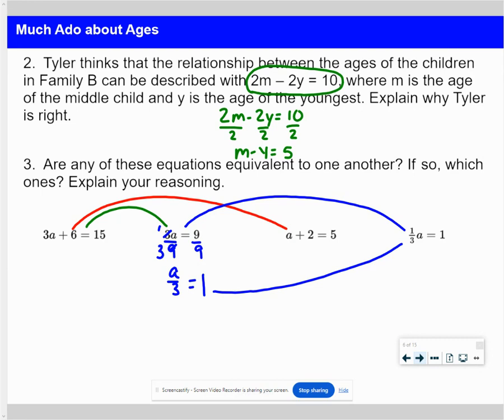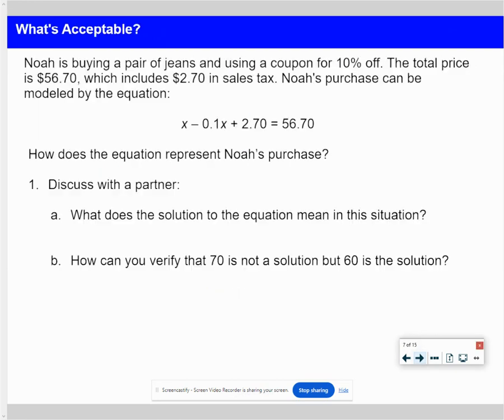So really, all 4 of these equations are equivalent, right? Sometimes we have to go from equation 1 to equation 2 to get to equation 4, but they are all going to be equivalent. They would all give me the same value for a if I would solve them.